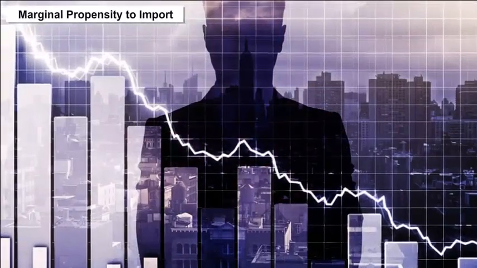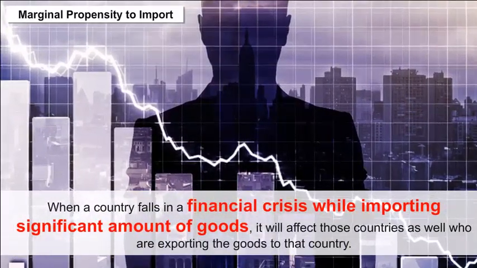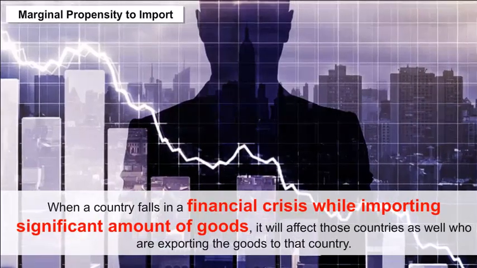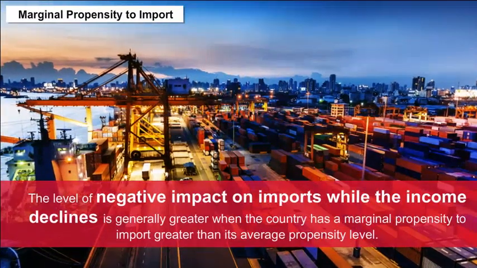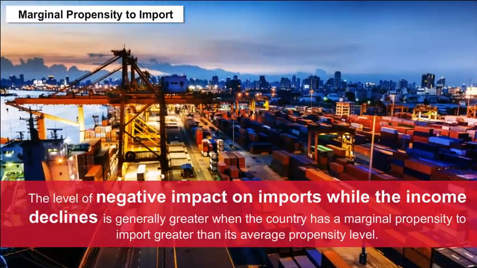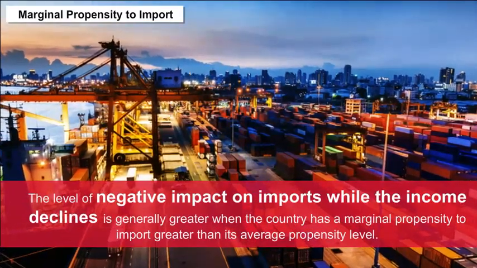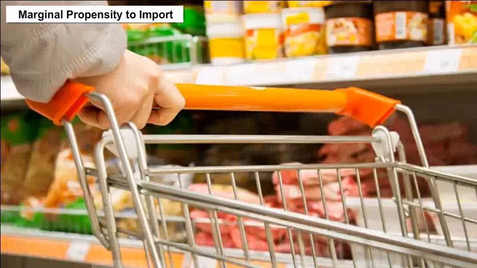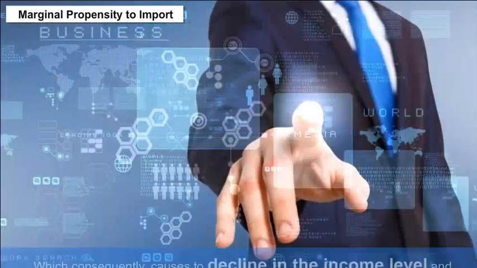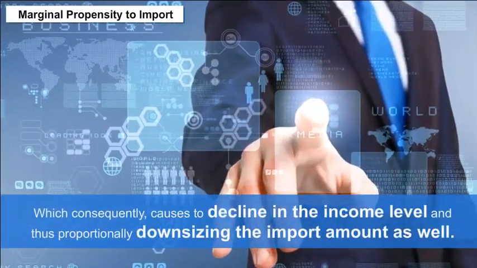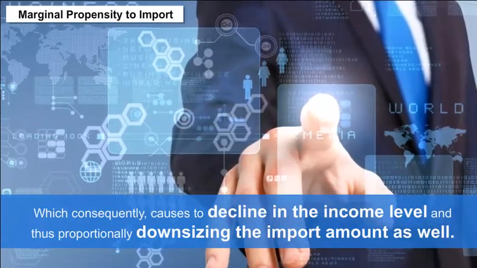Marginal propensity to import. When a country falls into a financial crisis while importing a significant amount of goods, it will affect those countries as well that are exporting goods to that country. The negative impact on imports when income declines is generally greater when the country has a marginal propensity to import greater than its average propensity level. It depicts the higher income elasticity of demand for imported goods, which consequently causes a decline in the income level and thus proportionally downsizes the import amount as well.